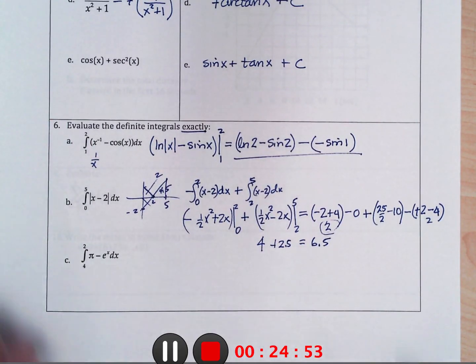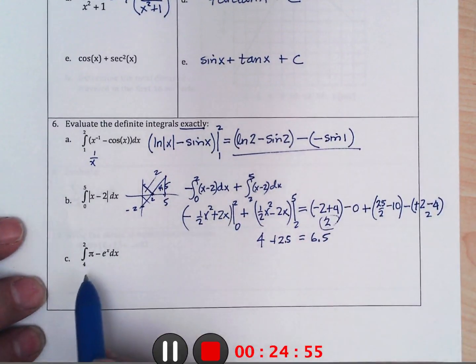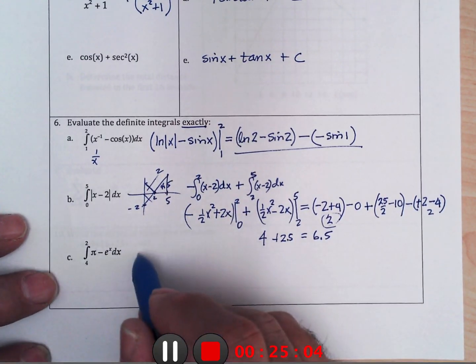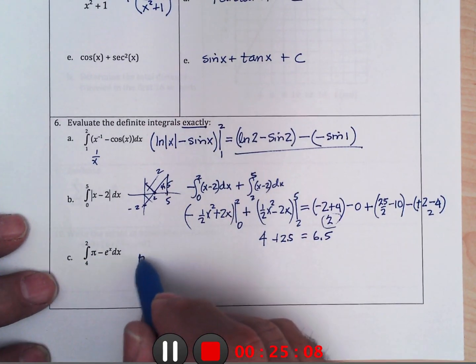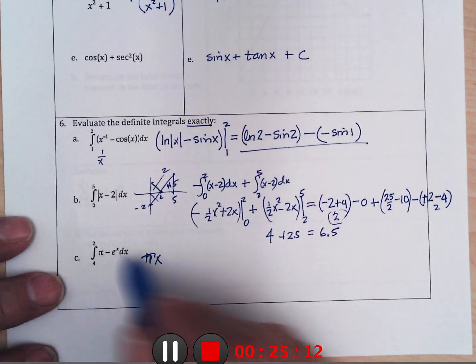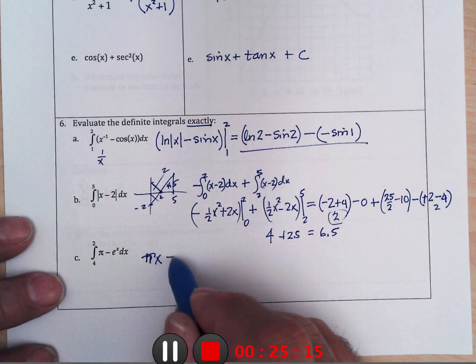Now this one, pi is a constant, like 5. The integral of 5 is 5x. The antiderivative of pi is pi x. And the antiderivative of negative x e to the x is negative e to the x.